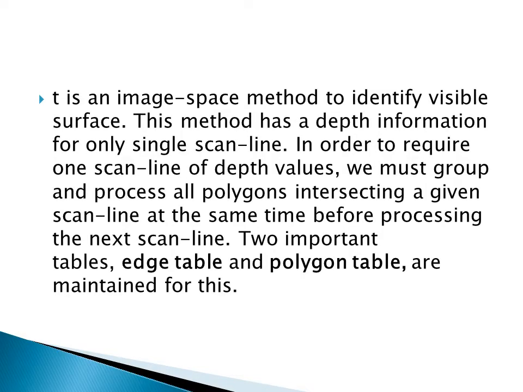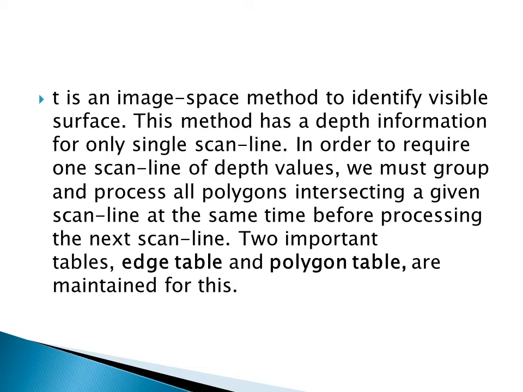As we had already discussed, in the image space method we decide the visibility of a scene pixel by pixel on the projected plane. Most of the hidden surface detection algorithms that we use fall in the category of image space methods, and the Z buffer algorithm that we discussed yesterday also falls in the category of image space methods. The scan line method is also an image space method to identify the visible surfaces.